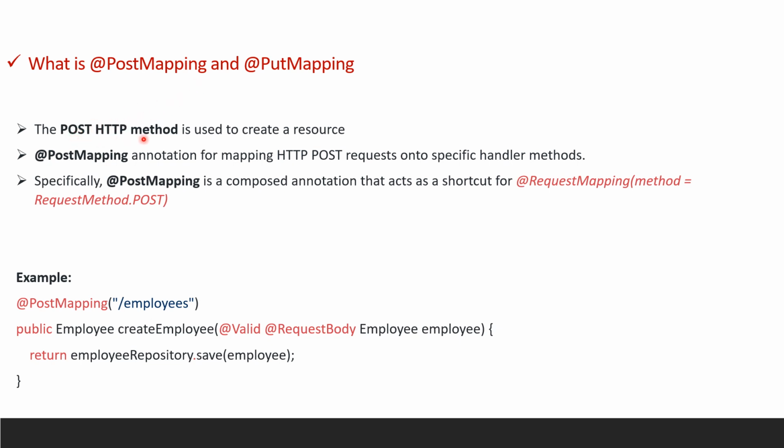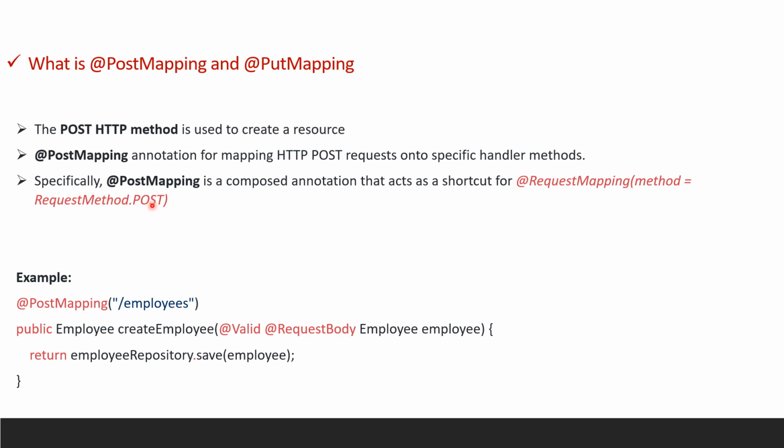The POST HTTP method is used to create a resource. Whenever we want to create a resource, we use this PostMapping. We use the @PostMapping annotation for mapping HTTP POST requests onto specific handler methods. And how do we declare this? The shortcut is @RequestMapping with method equal to RequestMethod.POST.